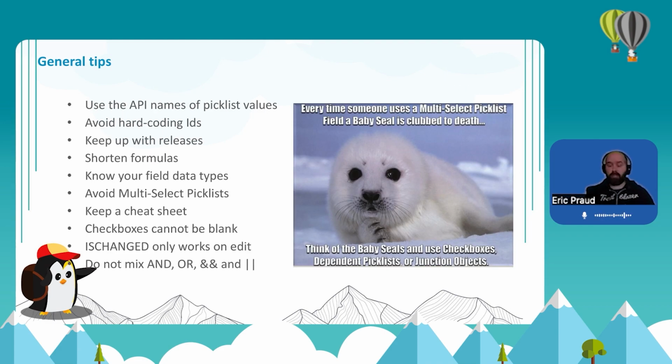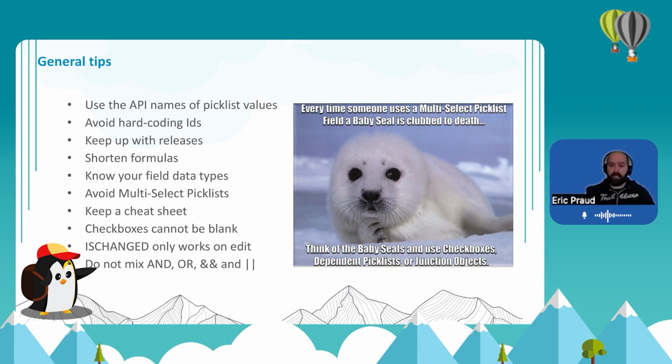Shorten formulas as much as you can, just to avoid the compiled error that we saw early on. Know your field data types. It's very important to know them. For example, if you're using a picklist, there are only two functions that you can use: TEXT or ISPICKVAL. Avoid multi-select picklists. Indeed, multi-select picklists are horrible to work with, not only with formulas, by the way, for reports also. In formulas, you can only use two functions, ISBLANK and INCLUDES, and the formulas tend to get very big very quickly.